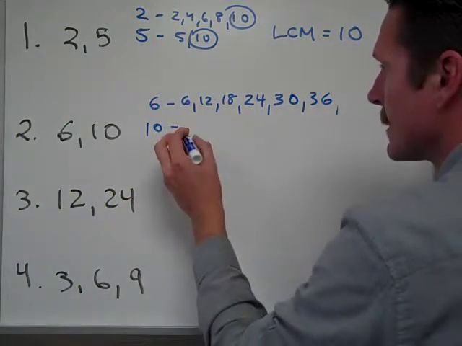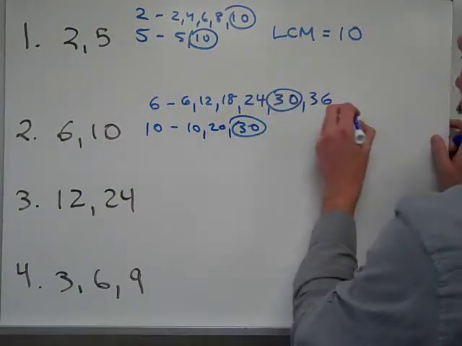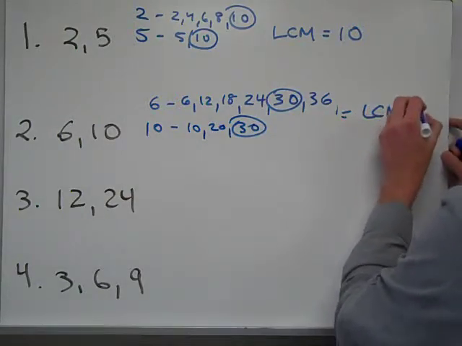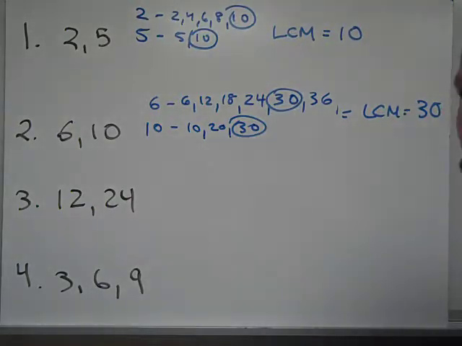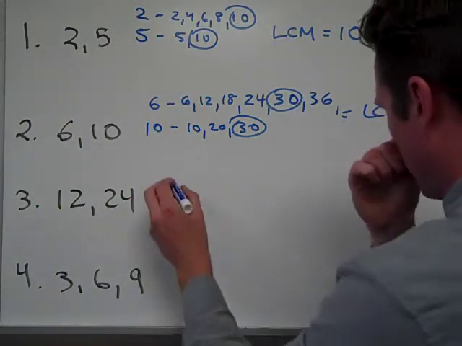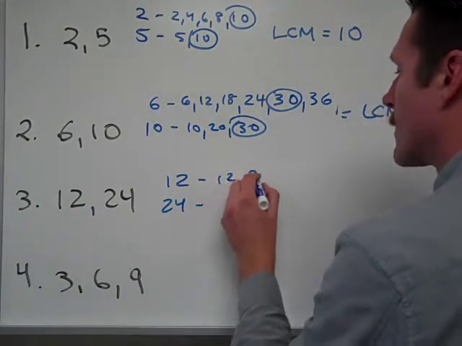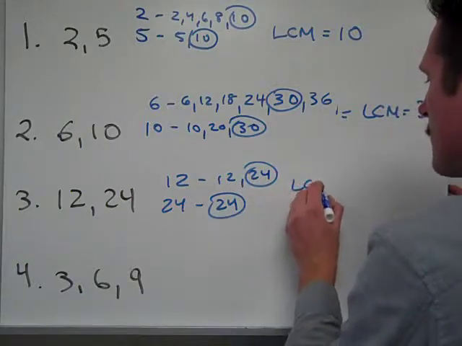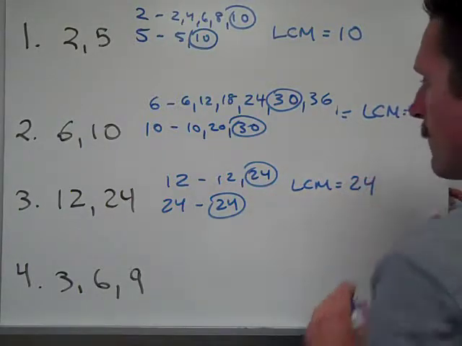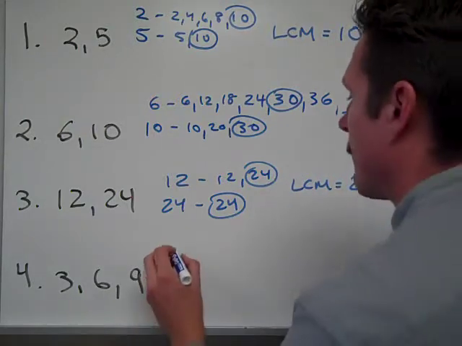Alright. 10 is obviously 10. 20. 30. 30 and 30. LCM equals 30. It's the least common one that they have. Least multiple that they have in common. 12. 24. 24. LCM 24. I don't need to keep going on because I already know.